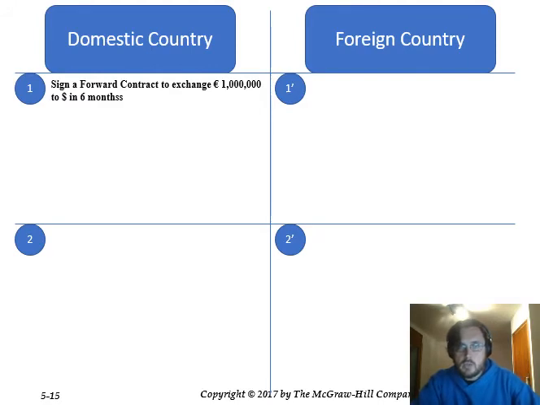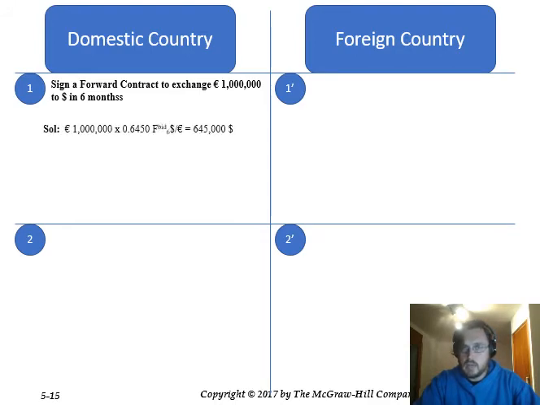First, we sign a contract to change 1 million euros to dollars in 6 months. We need to know how many dollars we're going to get in 6 months. Once again, the one we are trading is at the bottom of the exchange rate, so we're going to be multiplying. That means we're going to be using the bid. So that's going to give us $645,000.